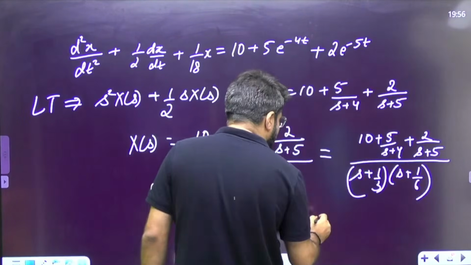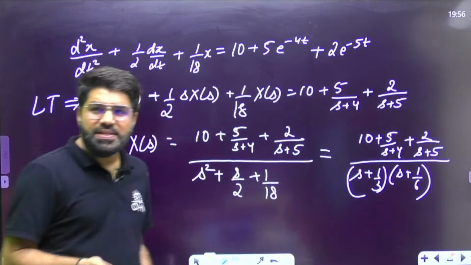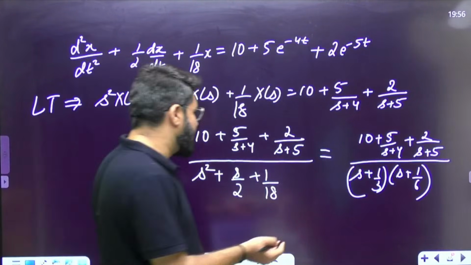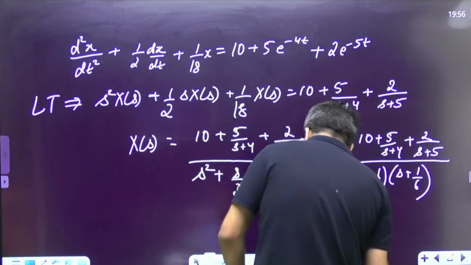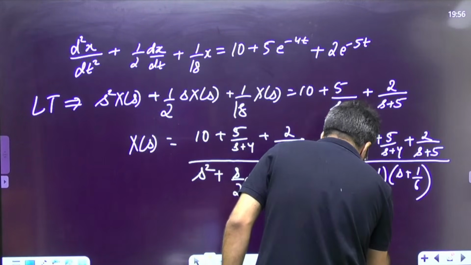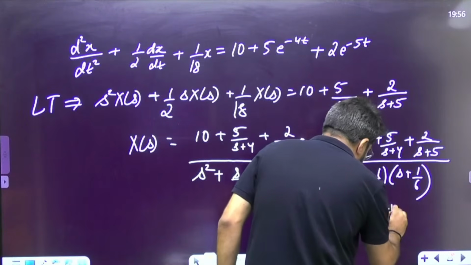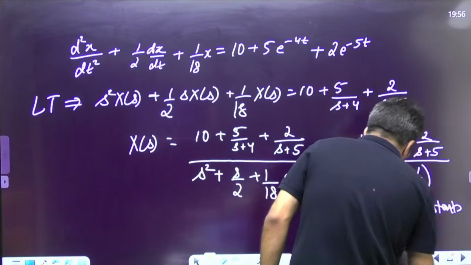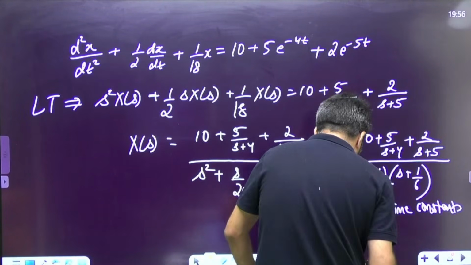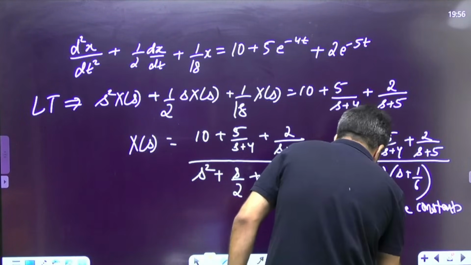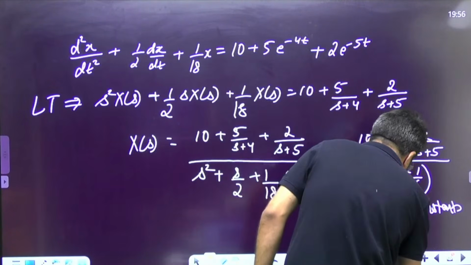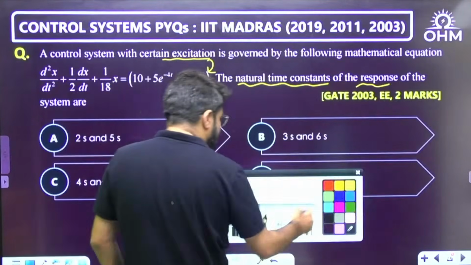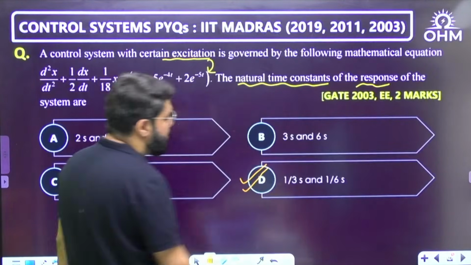Now tell me what are the time constants. If it is 1 plus sT form, time constant is T, or s plus a form, time constant is 1 by a. Any one case we can take. So from here, what are the natural time constants? They are going to be respectively 1 by 3 and 1 by 6. That will lead to option number D.